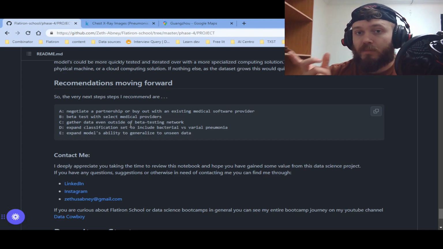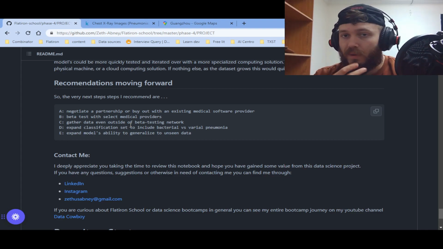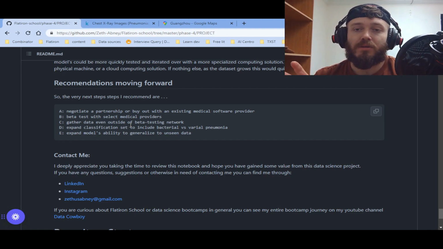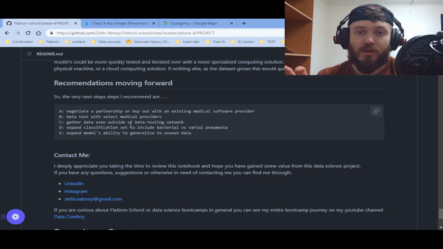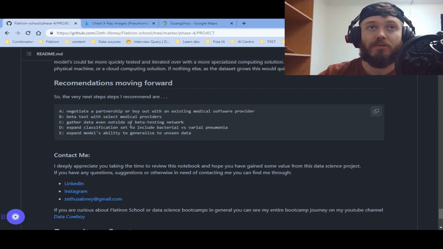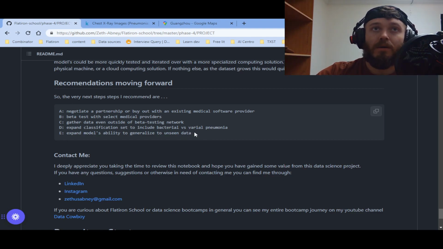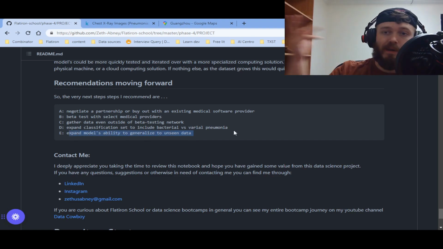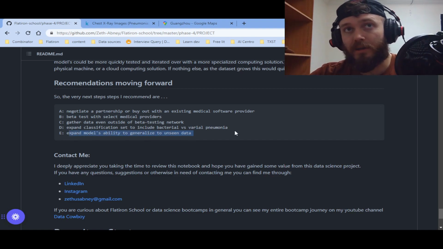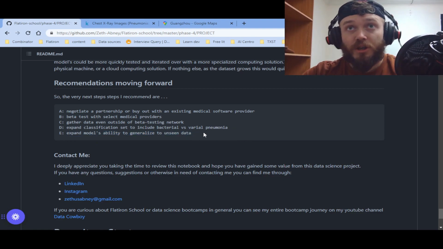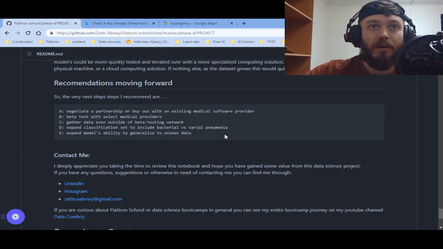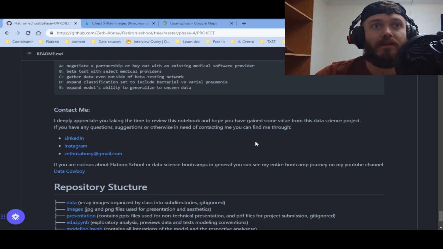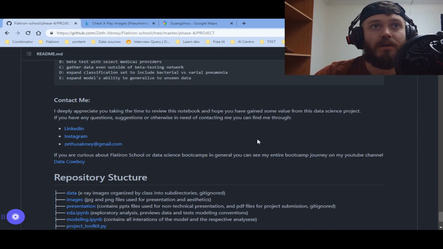That would probably require some modifications to how the model is structured and trained. And expand the model's ability to generalize on all of those things I've mentioned, basically expanding the model's ability to generalize to unseen data. Can't tell you how many times I've said that sentence in the last, I don't know, 6 months, however long I've been doing this.